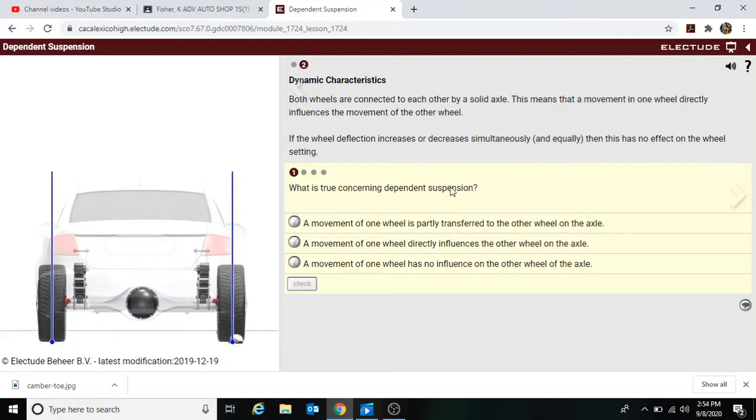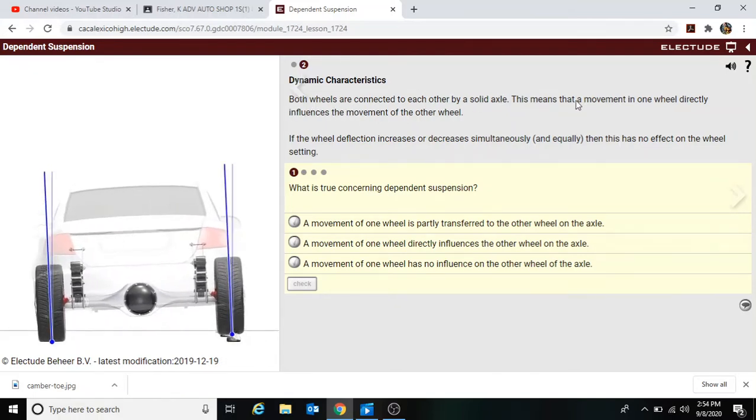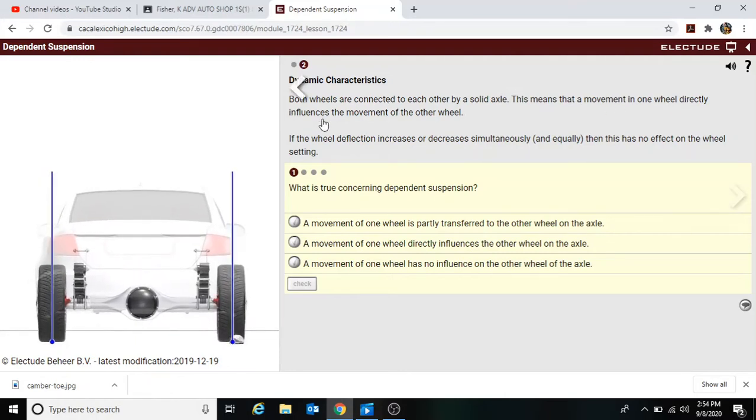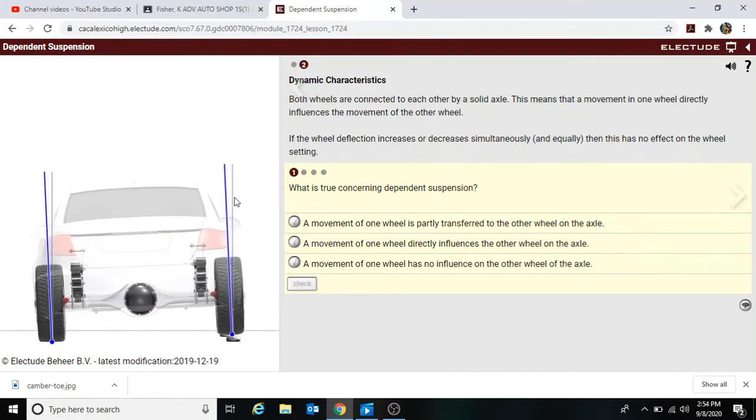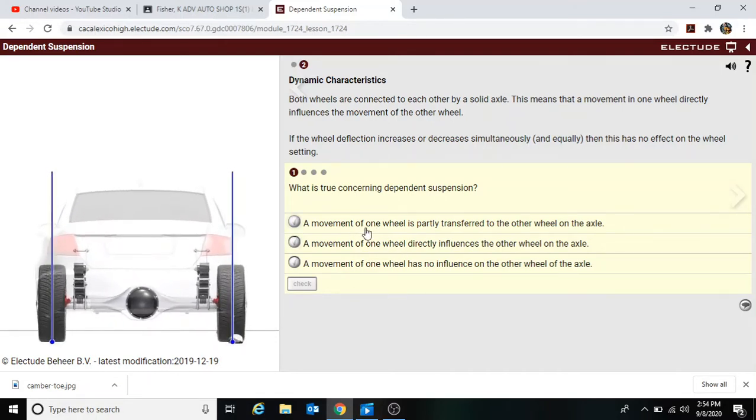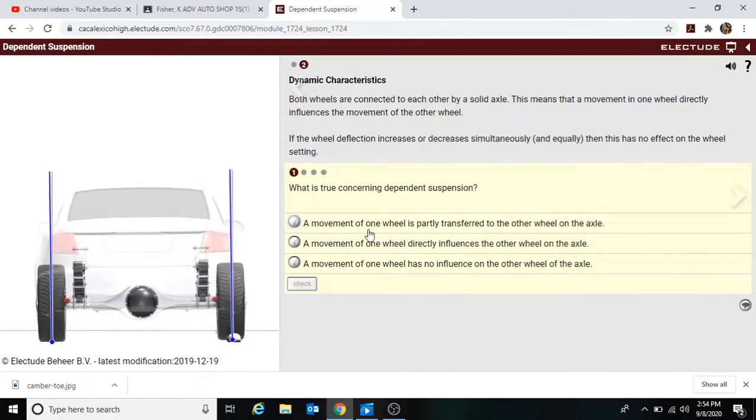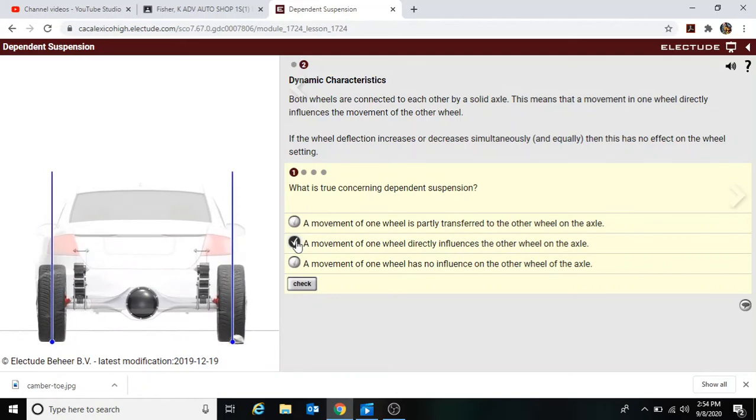What is true concerning dependent suspension? Well, both wheels are connected to each other in a solid axle. This means that a movement in one wheel directly influences the movement in the other wheel. If the wheel deflection increases or decreases simultaneously and equally, then this has no effect on the wheel setting. So here you see it being lifted up, and you can see the angle on both. So the movement of one wheel directly influences the other wheel on the axle. Yes.